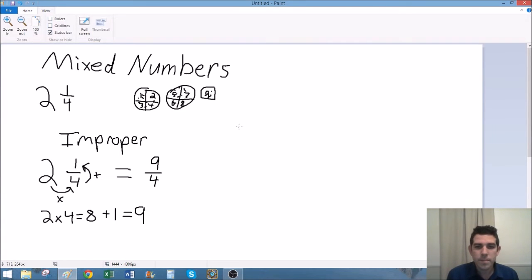Let's see one more. What about 5 and 7/8? That can be a little weird, but let's just follow the same process. 5 times 8. 5 times 8 equals 40. And I'm going to take that 40 and then add it to 7. 40 plus 7 equals 47.